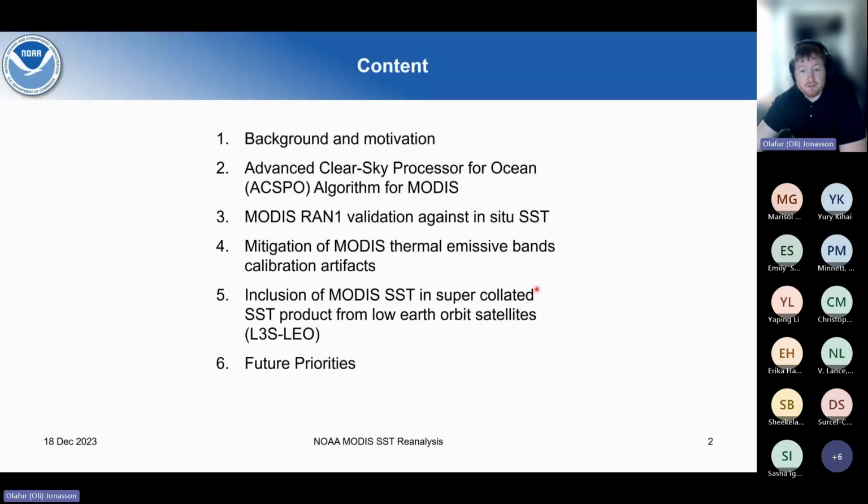So I'll start with a brief overview of the talk. I'll start with some background and motivation for MODIS SST reanalysis, and then I'll give some background on the Advanced Clear Sky Processor for Ocean, or ACSPO, algorithm for MODIS. Then I'll present a validation of MODIS RAN1 against in-situ SSTs, and I'll cover the mitigation of MODIS thermal emissive bands calibration artifacts that we encountered. I'll end with covering the inclusion of MODIS SST in the super-collated SST products from low Earth orbiting satellites, or L3S LEO, and I'll end with some future priorities.